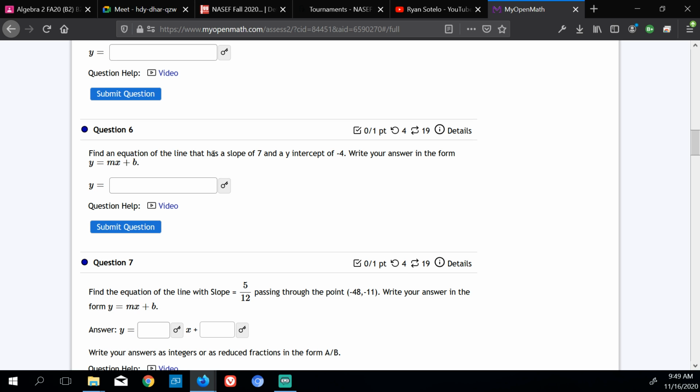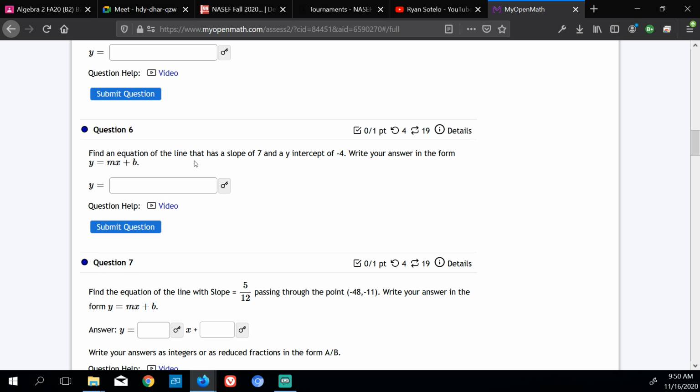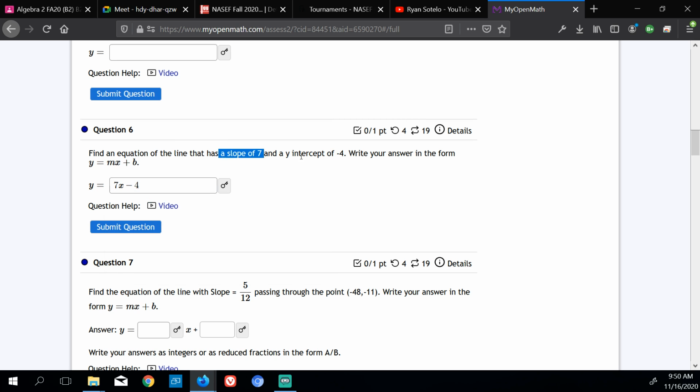Here they say find the equation of a line that has a slope of 7 and a y-intercept of -4. And they want it in slope-intercept form. So, anybody know what I should write? What's m represent? Slope. Oh, 7x plus -4. Yeah. So the seven is the m. The y-intercept is b, so that's -4. So it's just 7x minus 4. It's all right there in the question.